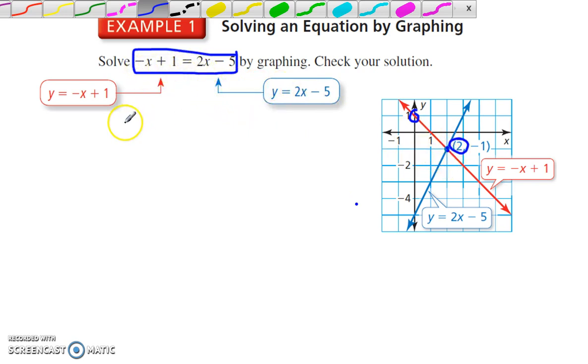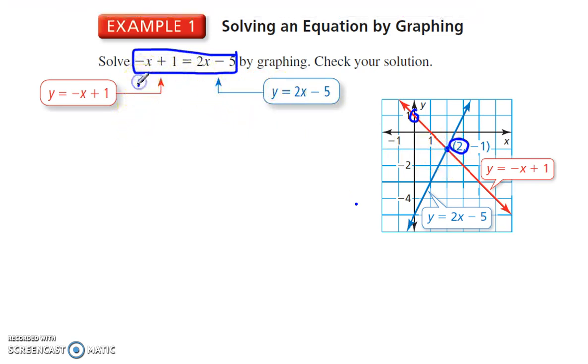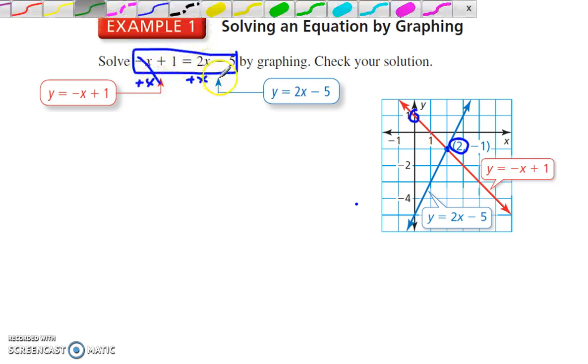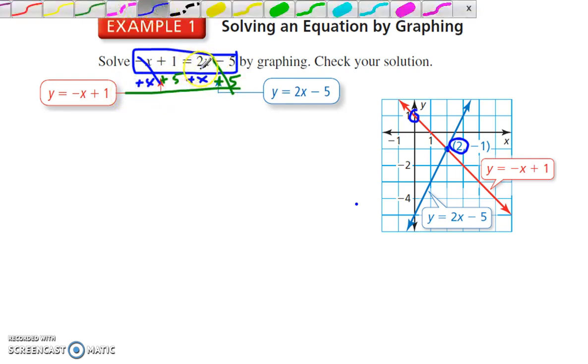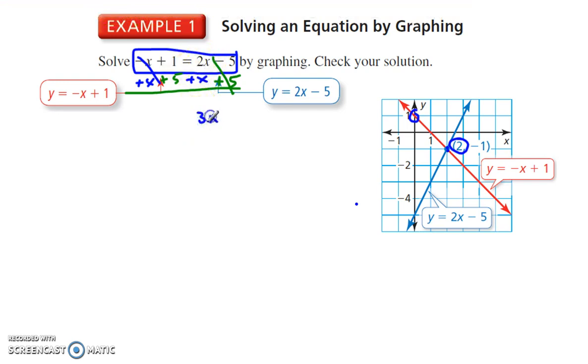So you can just solve this by adding x to each side, plus x here, plus x there. That cancels this out. Now, since we've eliminated x on this side, I'm going to cancel out the 5 here, plus 5, and that cancels out the 5. Now I tally these up. 2x plus x is 3x. 1 plus 5 is 6. Divide by 3, and x equals 2. So that equation is much easier solved algebraically rather than by graphing.